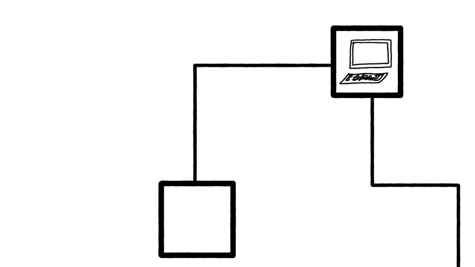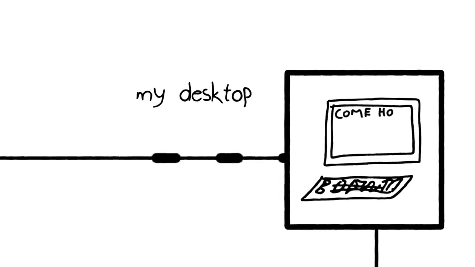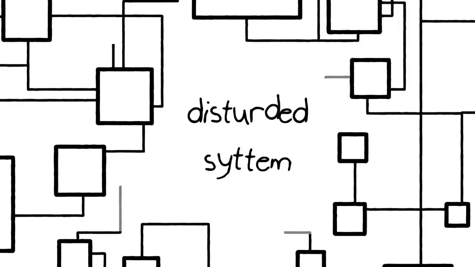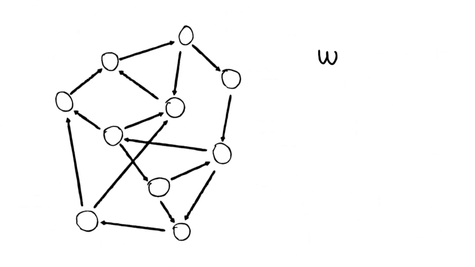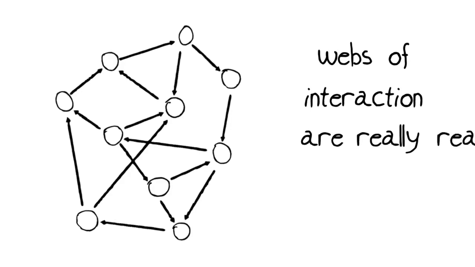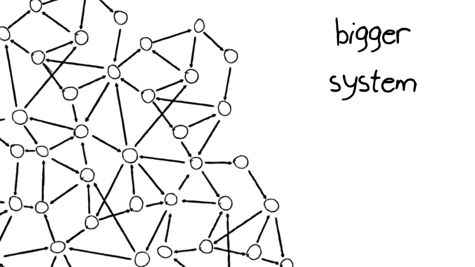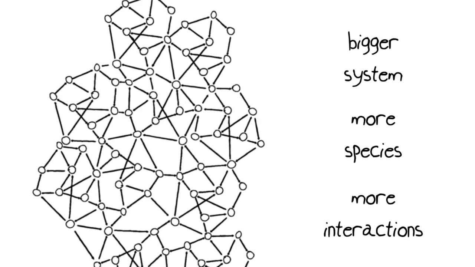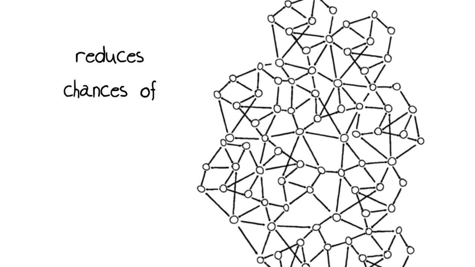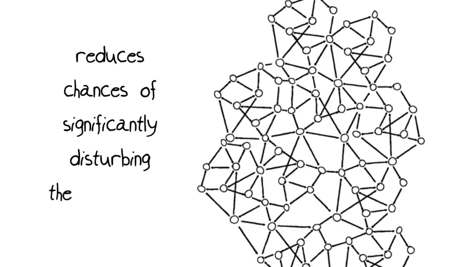Those servers are going to be places like my desktop where I'm just messaging my kid to tell him to come home for dinner. If you take my server out of the system, it's not going to disturb the entire web. But you can see what happens if you suddenly take Google out of the system. You're going to greatly perturb that particular ecosystem. So these webs of interaction throughout an ecosystem are really, really important. If the system is bigger, with more species and more interactions, you're going to reduce the chance that a perturbation or a disturbance is going to have a really negative impact, because you're just reducing the chance that you're going to take out something that's really crucial.